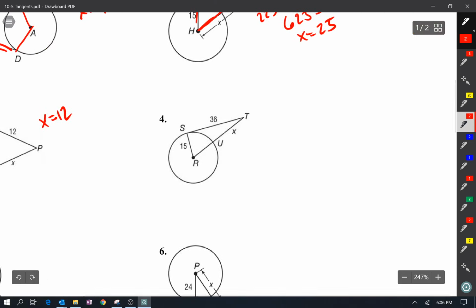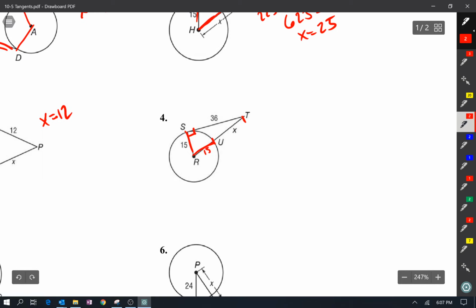All right, next problem. So they say this is x, right? From here to here is x. Well, what else do I know? Well, we assume that this is a tangent, right? So there's a right angle. And this is 15. And this is also 15 because they're both radii. So this is 15. All right.